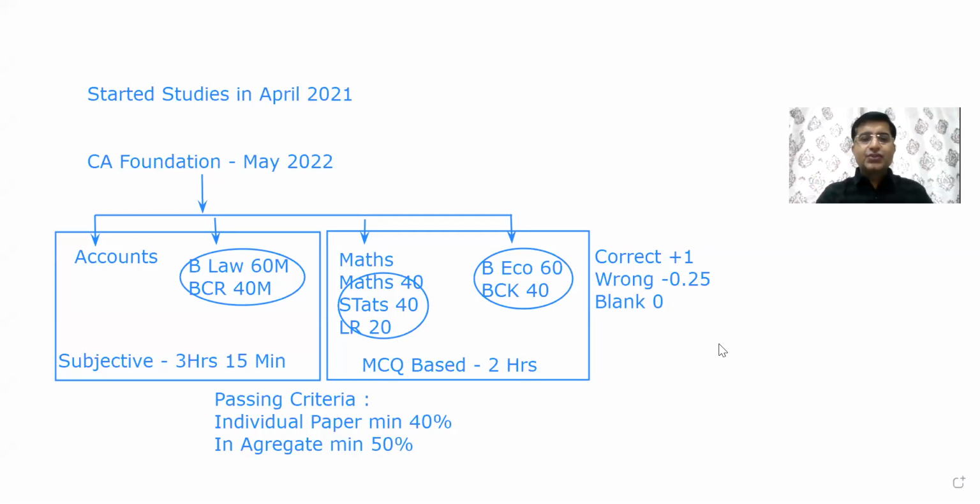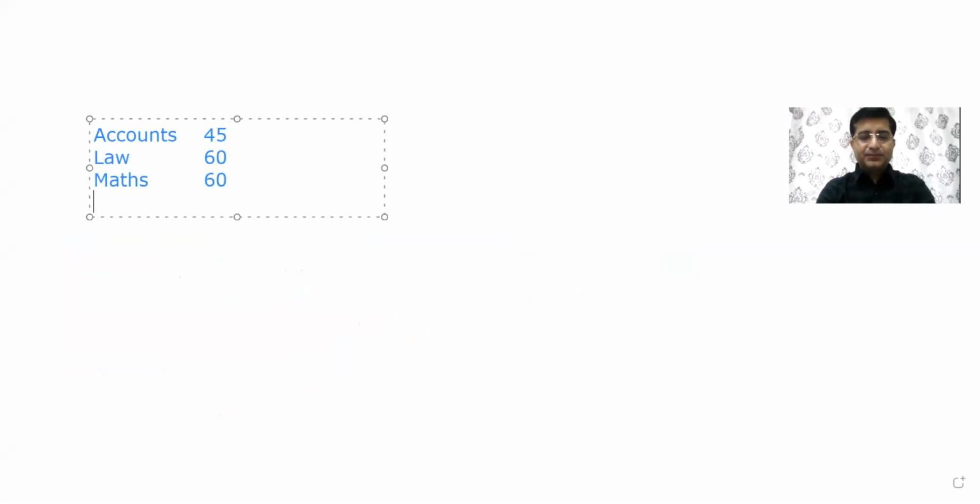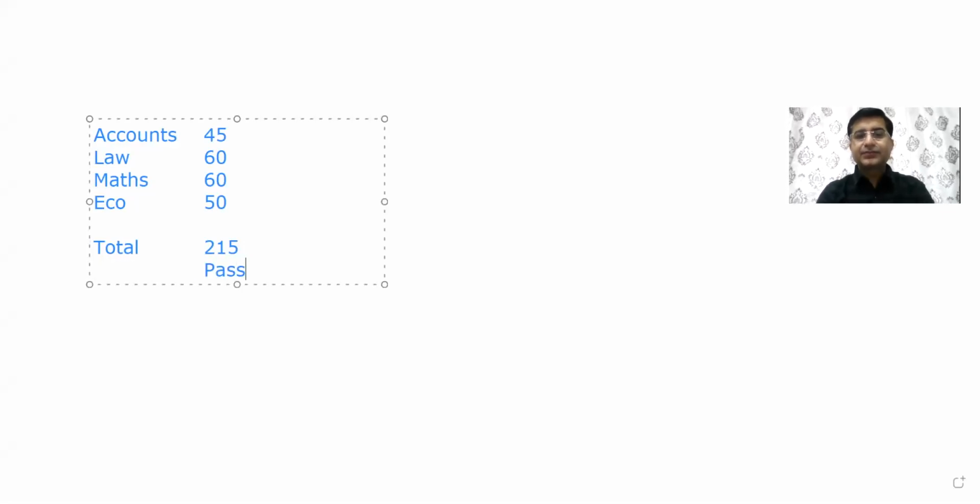If you check out the individual subjects, you have already got 40% in individual subjects. You got 40% in individual subjects, you got 50% in aggregate, so you will be treated as passed. I'll just come ahead with that criteria. Suppose in the subject of accounts, you got 45 marks. In the subject of law, you got say 60 marks. In the subject of maths, I'm just writing a part of it, not the whole paper. And in the subject of eco, you got 50 marks. The total of that is 215, and here the student will be declared as pass, right?